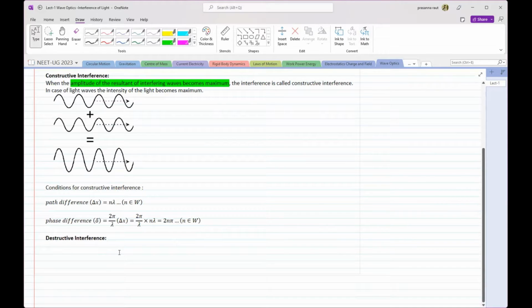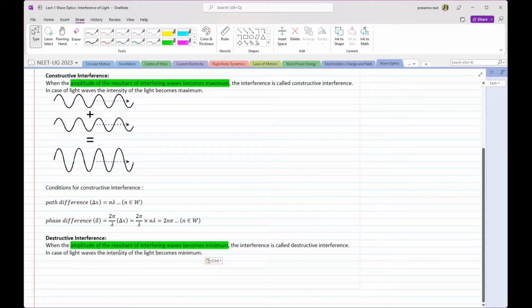Now, when this takes place, destructive interference किसे बोलेंगे? So when the amplitude of the resultant of interfering waves becomes minimum, the interference is called destructive interference. In case of light waves, the intensity of light becomes minimum. Okay. Now ये कब होगा?